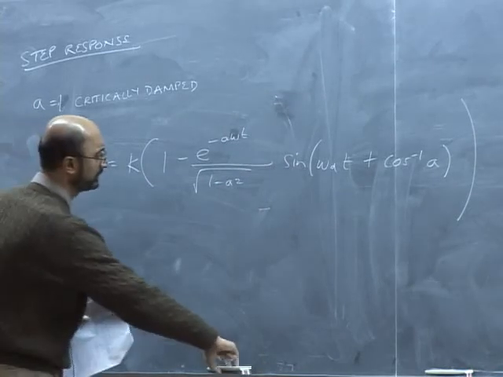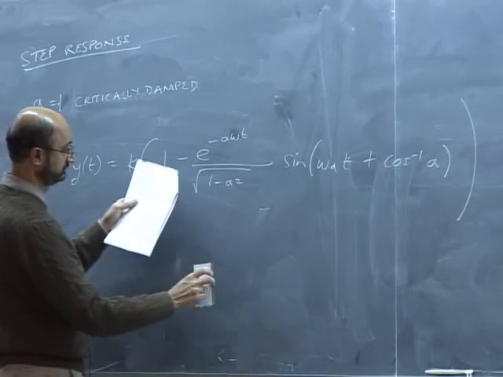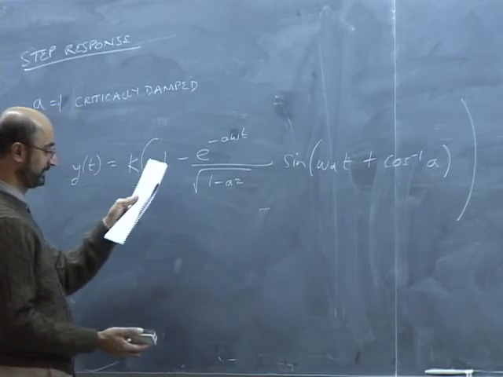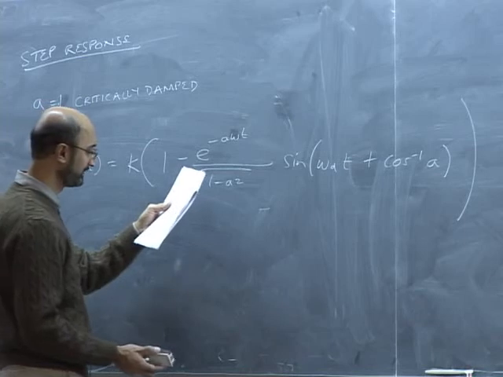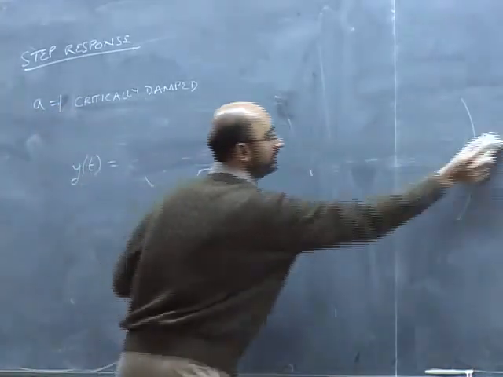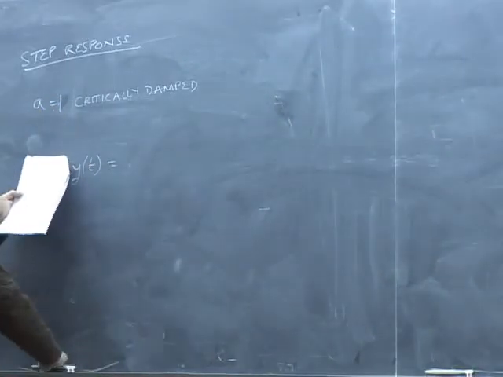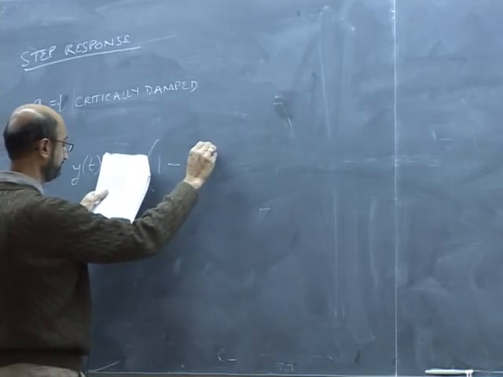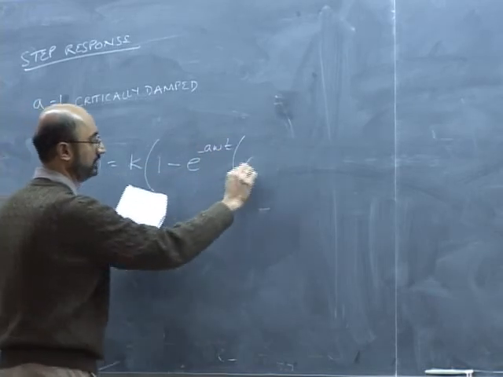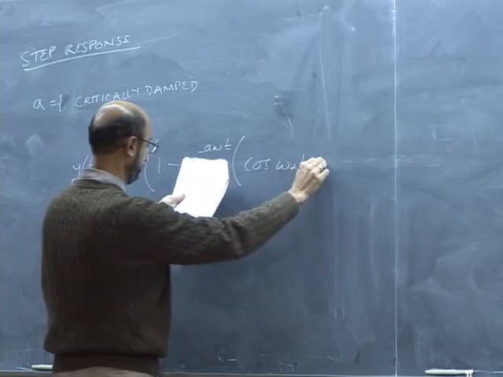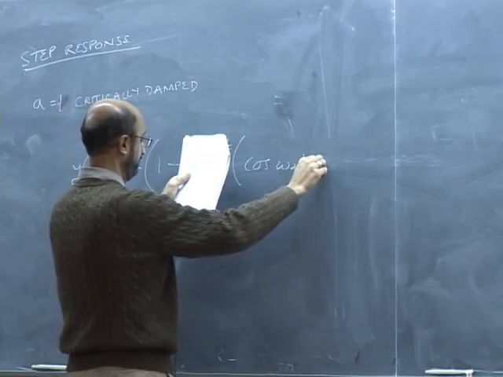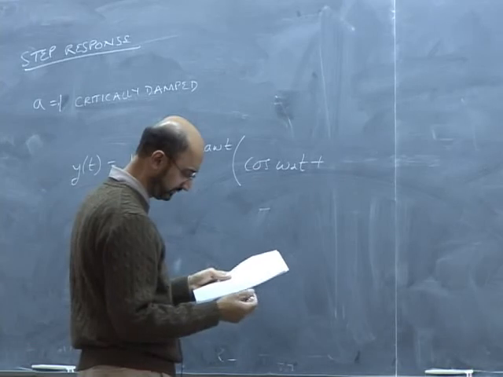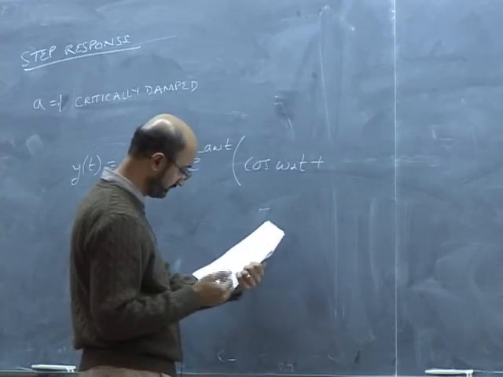If you set A to 1, this one is not good because it's going to be divided by 0. So I don't want to do that. Let me try a different form. This is the wrong form for me to look at because I'm going to get a 0 by 0 form. Not good. Let's try again. K times, we'll use the other form, 1 minus e to the minus A omega t, cos omega_d t plus... I guess I should do the, okay.